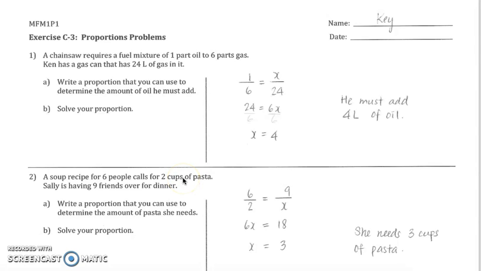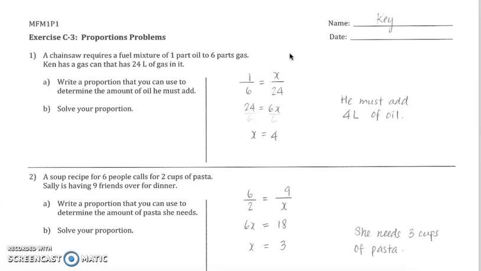Exercise C3, Proportions Problems. Number 1. A chainsaw requires a fuel mixture of 1 part oil to 6 parts gas. Can has a gas can that has 24 liters of gas in it. A. Write a proportion that you can use to determine the amount of oil he must add.